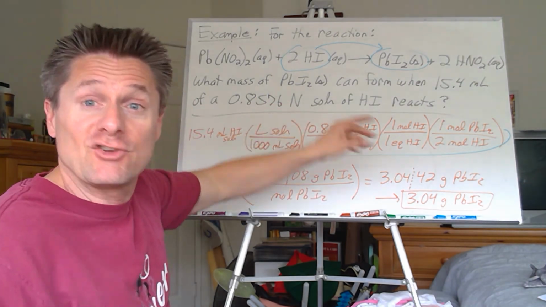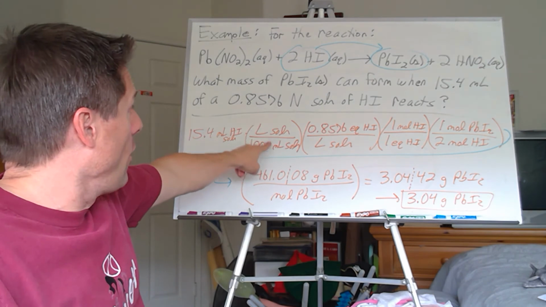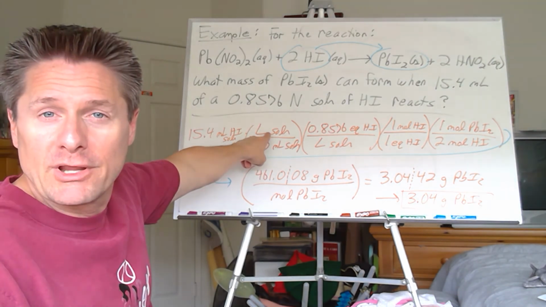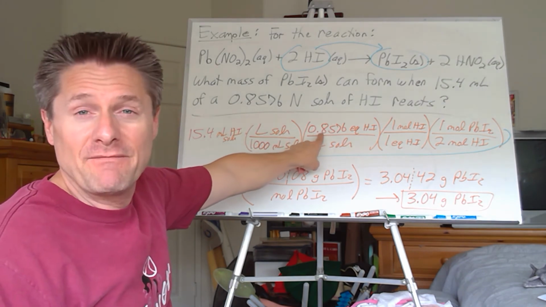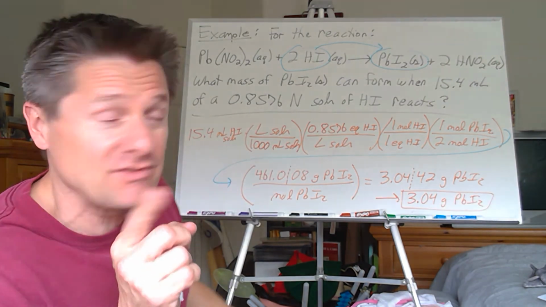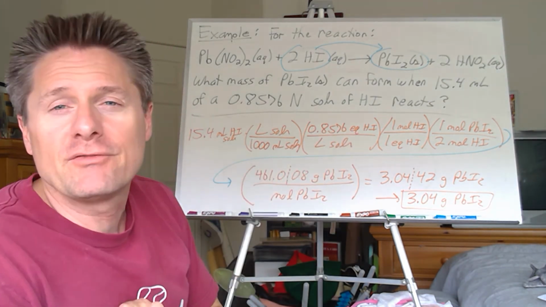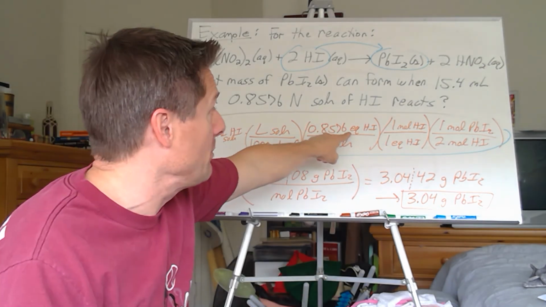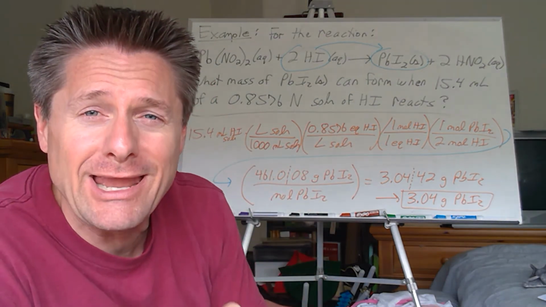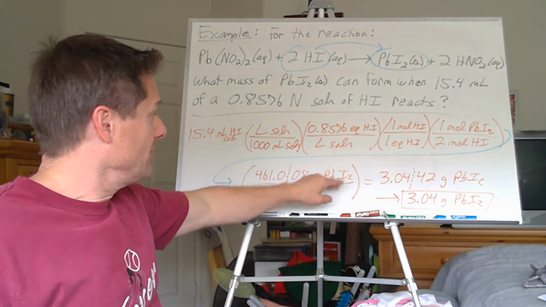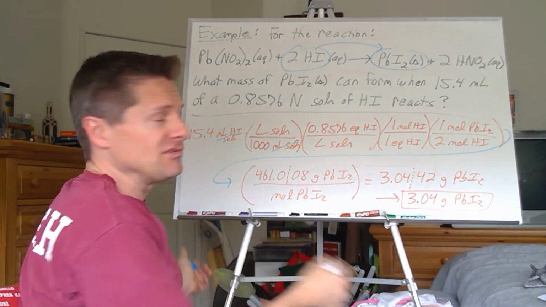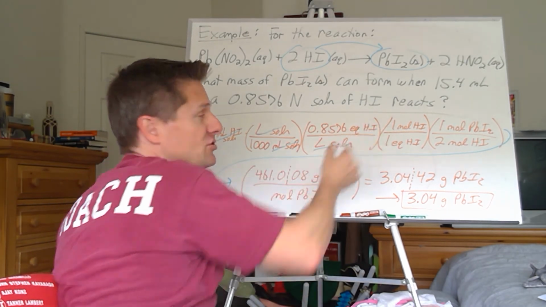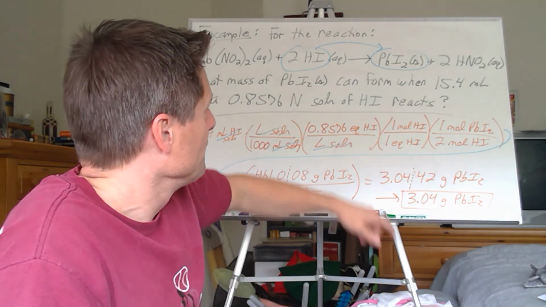That's equivalence per liter, so I got to get to liters. So let's go 1,000 milliliters of solution per liter of solution. Then I can take the normality, and that says there's 0.8576 equivalents of solute, HI, per liter of solution. This is not molarity. Molarity would be moles. This is normality. Boo. All right. And we can cross out our units as we go. So I went from milliliters of solutions to liters, liter solution to equivalence of solute.